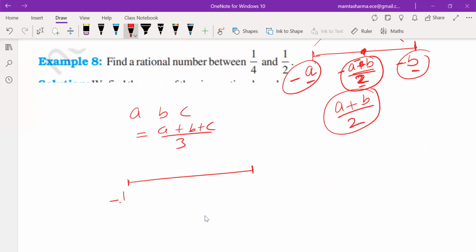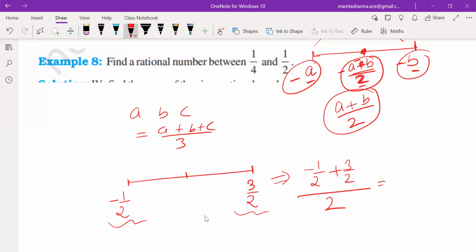See, if it is minus 1 by 2 and if it is 3 by 2, okay, so write down the middle number. What will be the middle number between these two rational numbers? Simply apply the mean method. Minus 1 by 2 plus 3 by 2, add two numbers and divide them by 2.